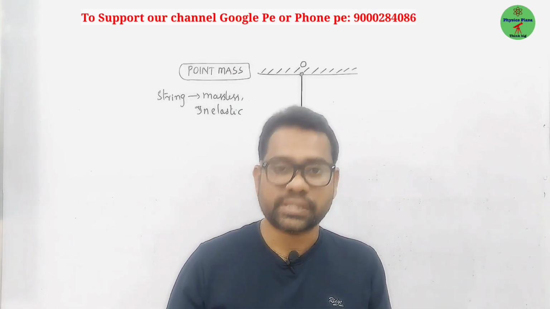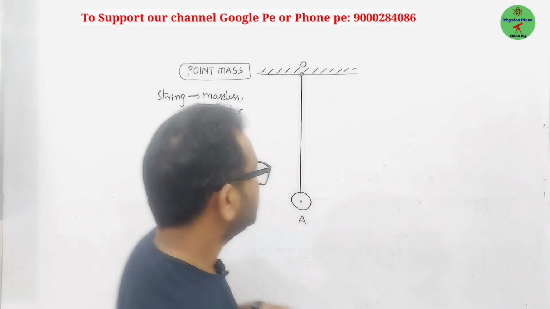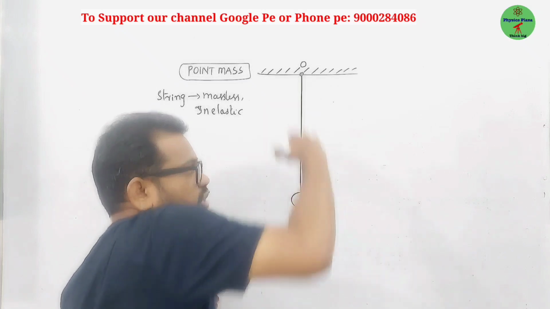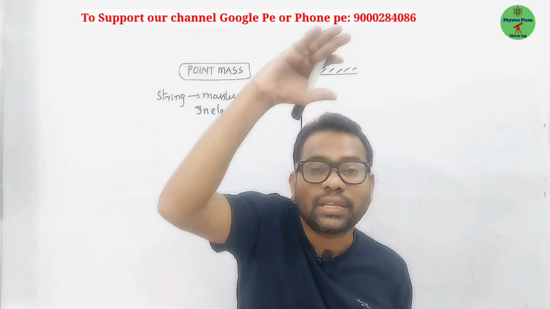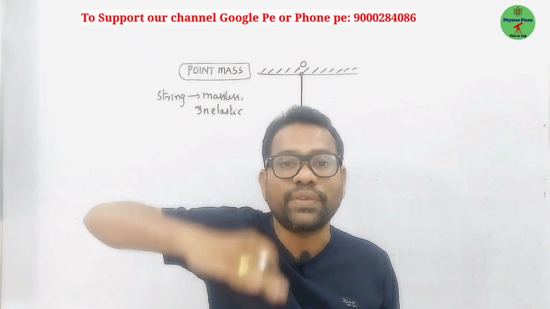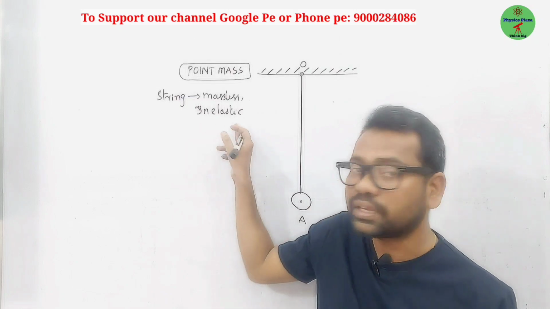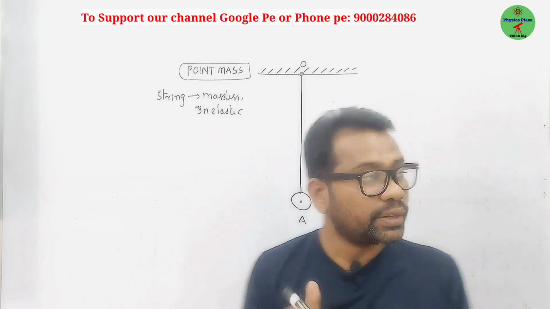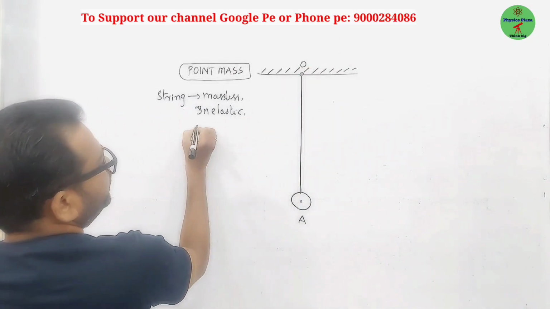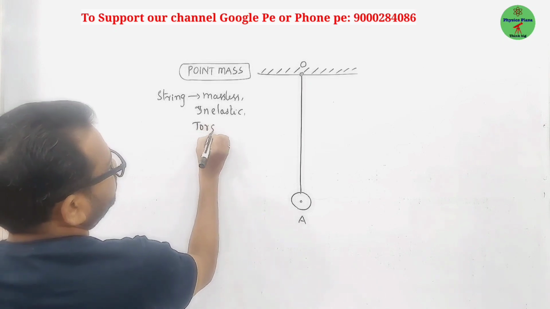If it was elastic, the length would keep on changing, right? The length of the pendulum won't be fixed. So if it is inelastic, the length is fixed. And the third one, it should be torsionless.